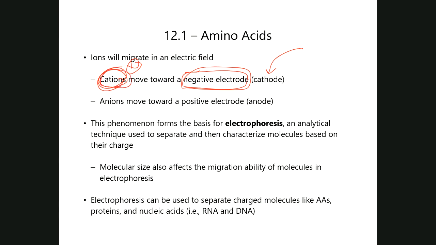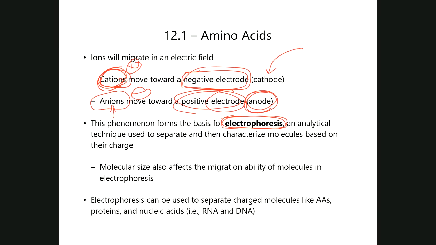Okay? So because the cations, which by definition are positive, migrate towards something that's negative, the negative electrode to which the cations are attracted is called the cathode. Conversely, anions, which have a negative charge, are attracted to something positive. We call that electrode the anode. Again, the anode is positive because it attracts anions, and the name anode comes from the fact that it attracts anions. Okay, it's positive because you want the anions to go to that electrode. So electrophoresis is the basis of this phenomenon. It's an important analytical technique that we can use to characterize charged molecules. Now, it doesn't have to be only amino acids. You learned about this technique with amino acids.